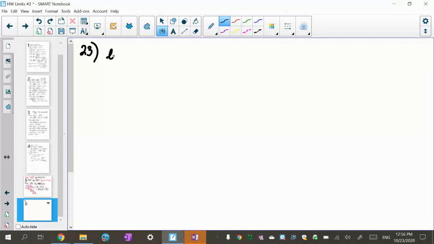I have the limit as t approaches 0 of 1 over t radical 1 plus t minus 1 over t. Whoops, that's messy. Let's try that again.